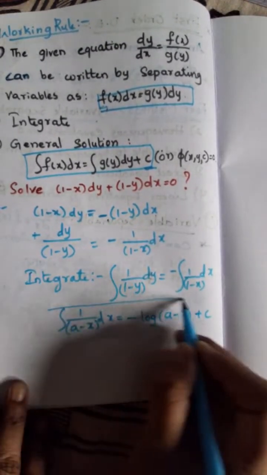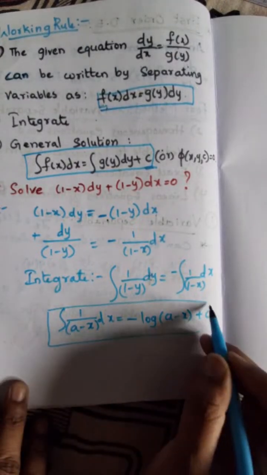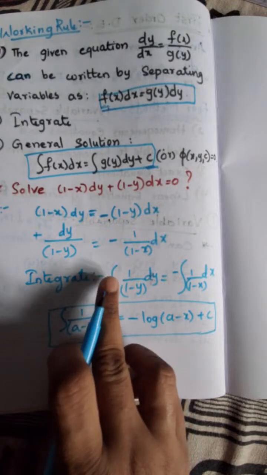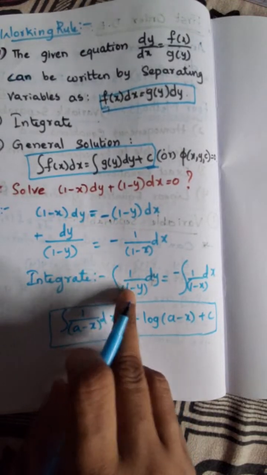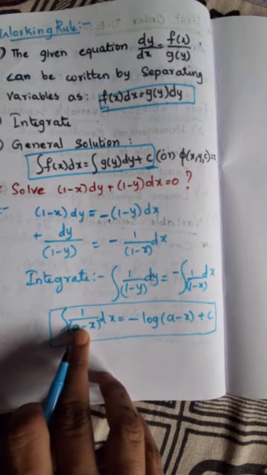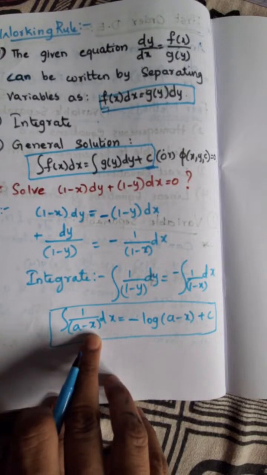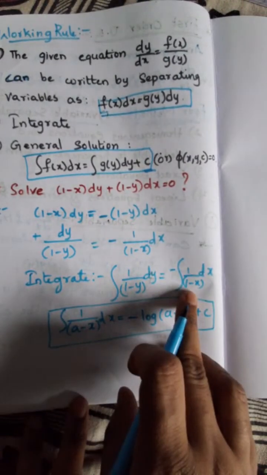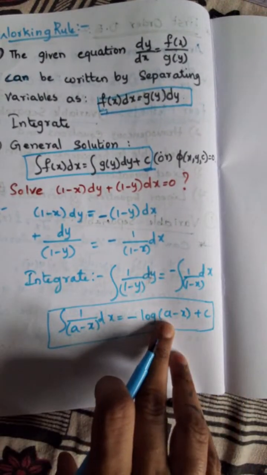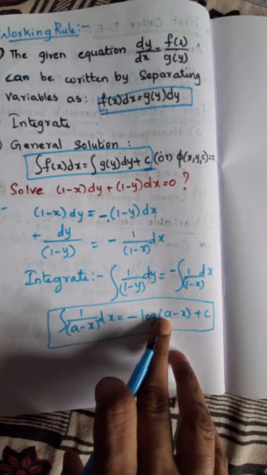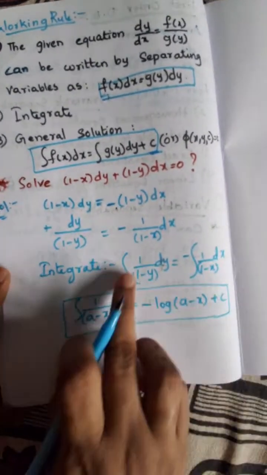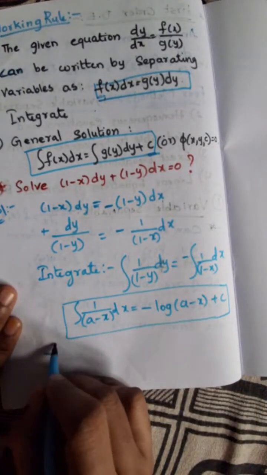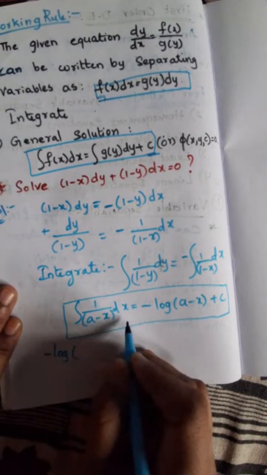This is the formula I am going to apply in this problem. Now, what is the step here? 1 by 1 minus y dy is there. So applying this formula, here we have 1 in the place of a, and x here. Why? Here also x form is there. In place of 1 we have a in the formula. So apply this formula on the left side, so we can get minus log of 1 minus y.